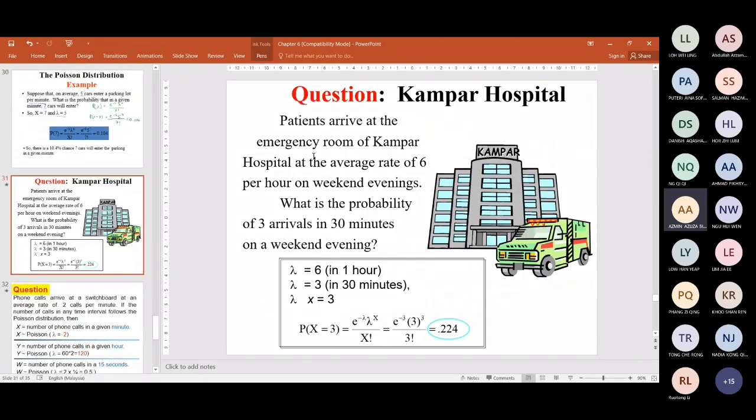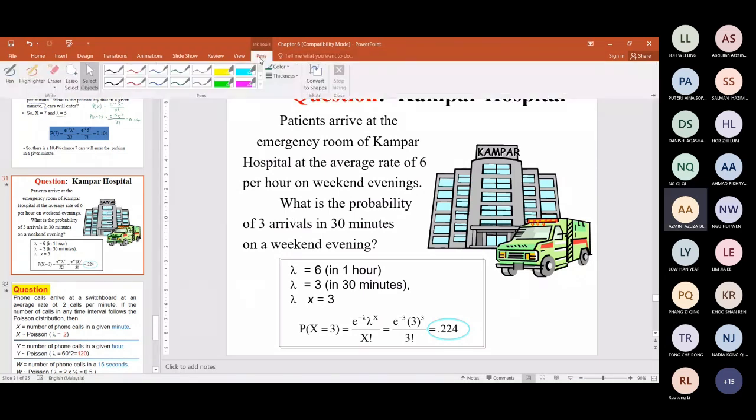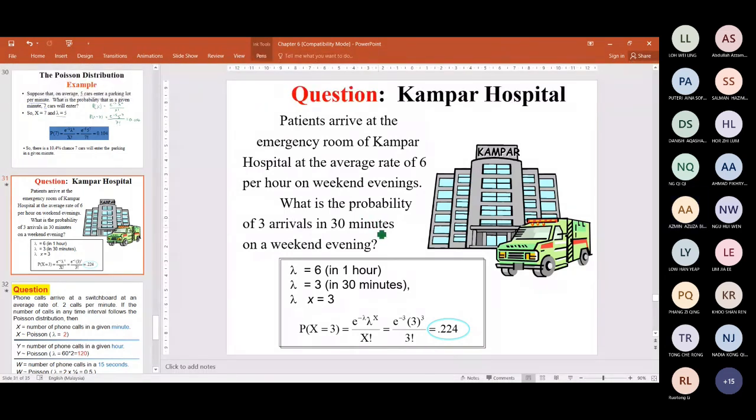Okay, another example. Patients arrive at the emergency room of Kampa Hospital at an average rate of 6 per hour on weekend evenings. What is the probability of 3 arrivals in 30 minutes on a weekend evening? Okay, try to understand the question. Patients arrive at the emergency room of Kampa Hospital at an average rate of 6 per hour.